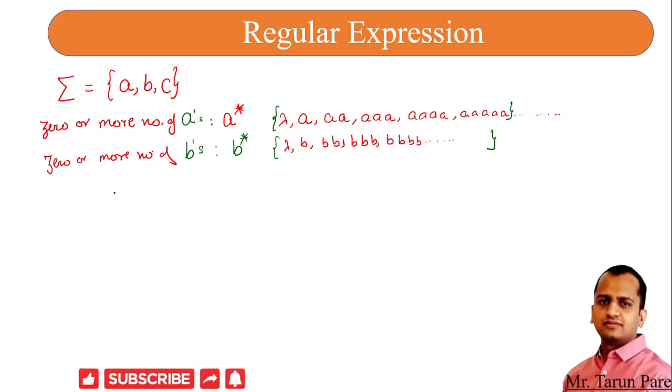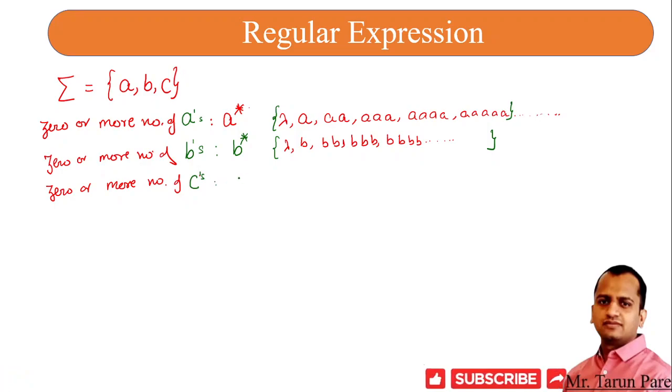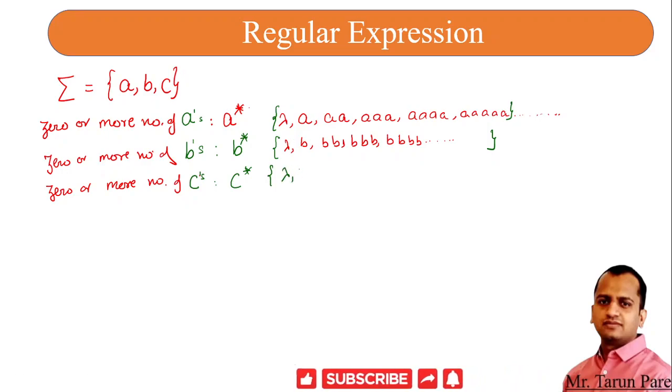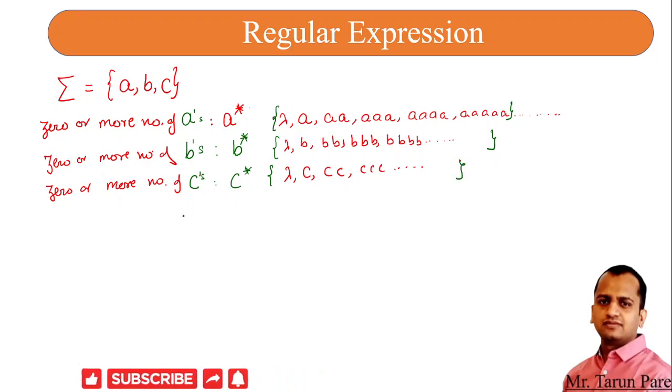Now if you want to represent the string of zero or more c's, then how do you represent it? C star. It means lambda, c, cc, ccc, up to any number of c's which you want to print.